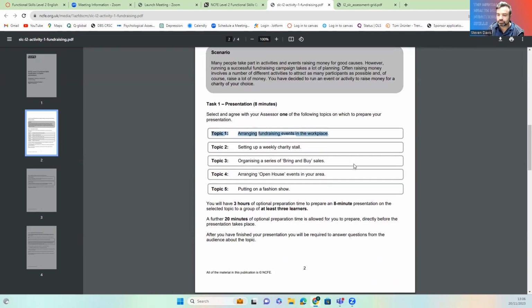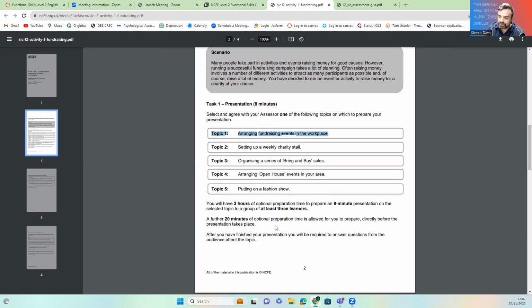You will then have 3 hours of preparation time to prepare an 8-minute presentation on the selected topic for at least 3 learners. So we must have at least 3 people in the group. I'm not in the group, so I can't be counted. So there's going to be 3 of you in the group, and you're going to pick a topic each. It is 8 minutes long. So you're going to be given 3 hours to prepare an 8-minute presentation.